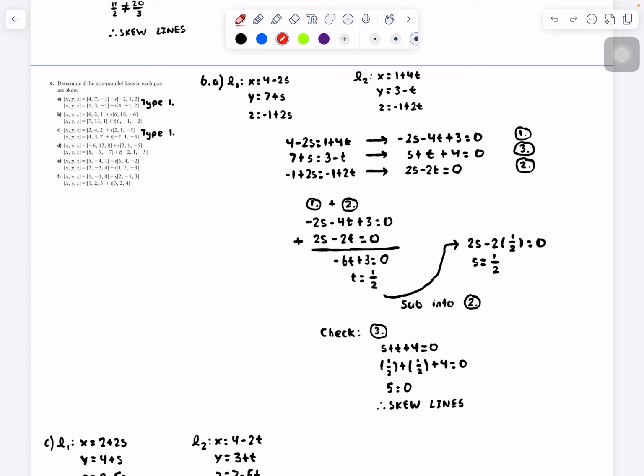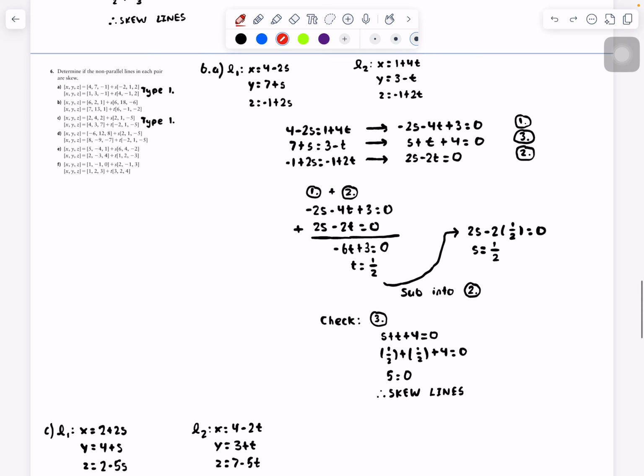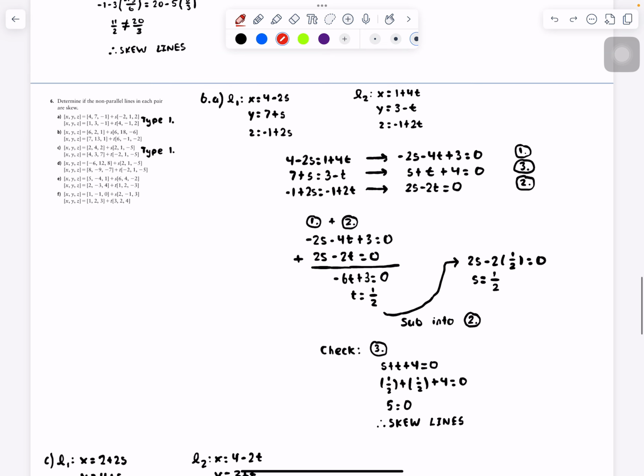Okay, so I got t. I can now solve for s in equation 2. So boom, I have now both parameters, t and s. And now I check them in 3 because this is a type 1 problem. I'm trying to drill that into your head. And having the classification down early on is so important.